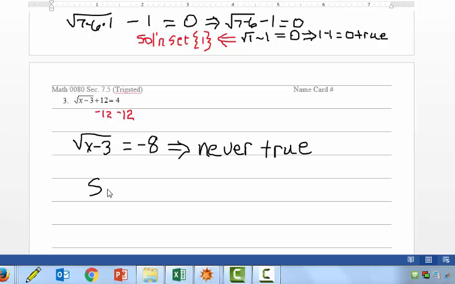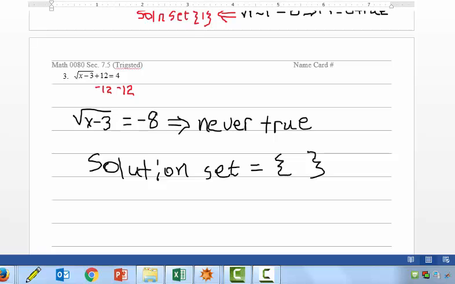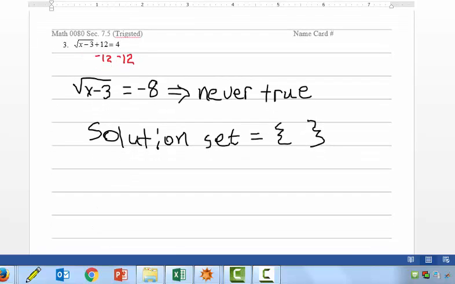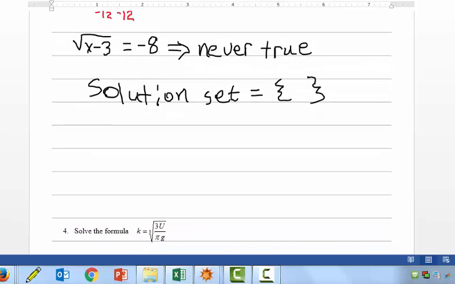So the solution set is the empty set. The principal square root, which is what we have when we are using the radical symbol, always has to have a positive value as its result when I'm dealing with the real numbers. So solution set is empty.